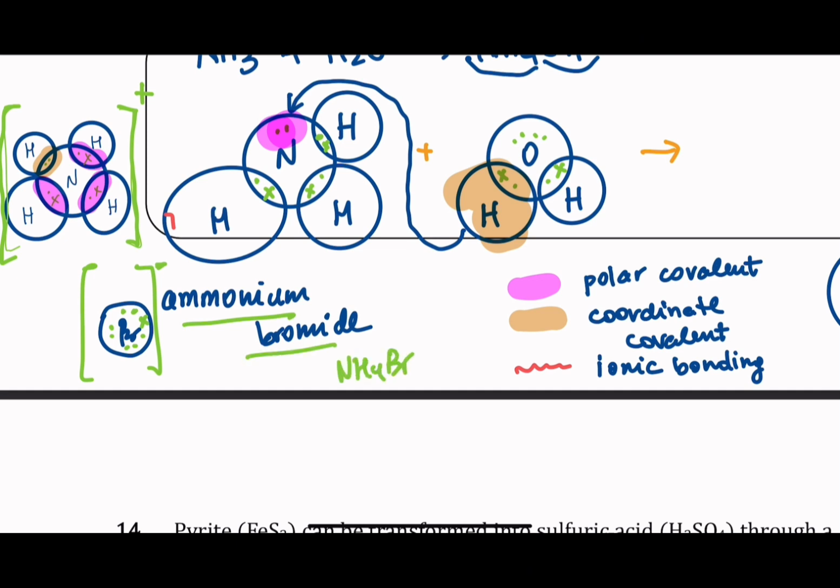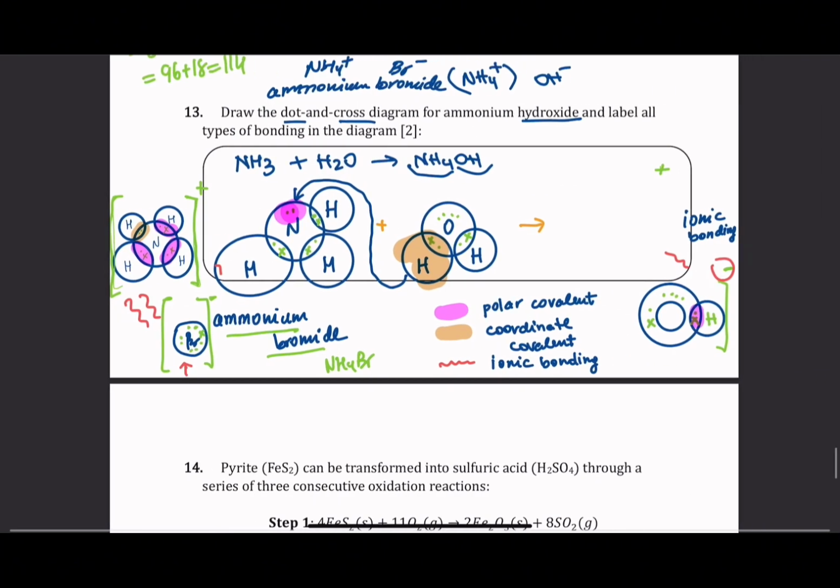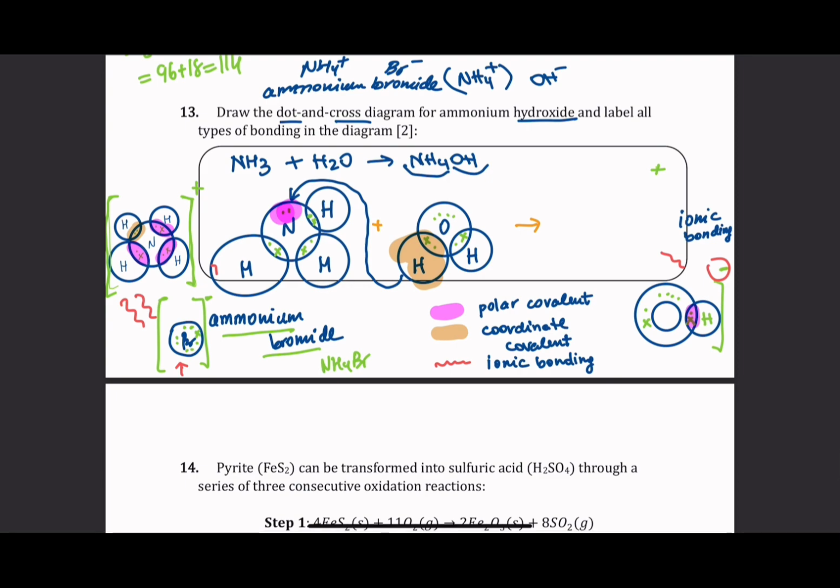Now we again have ionic bonding between these two. So I'm gonna write it here, and we have polar covalent ones in the purple, and then the brown one is coordinate covalent, and bromine by itself, there is no bond in here. Okay, so we have 3 polar covalent, 1 coordinate covalent, and 1 ionic bonding. So that's what we have for ammonium bromide.